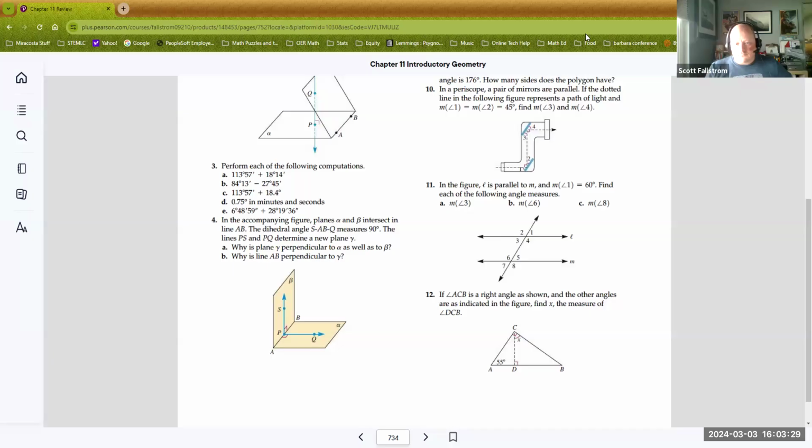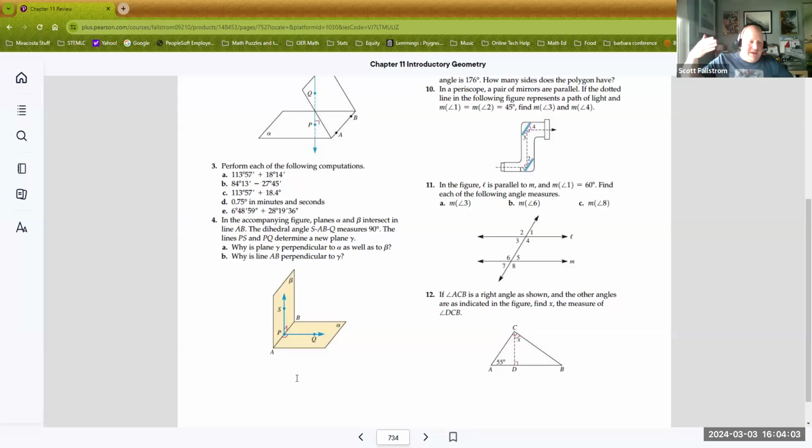All right. So why is this new plane perpendicular to alpha as well as beta? What we're doing is looking at the dihedral angle. Now the dihedral angle is 90 degrees. So picture if you picked points on that line, and as you can see, PQ is perpendicular to line AB and SP is perpendicular to line AB.